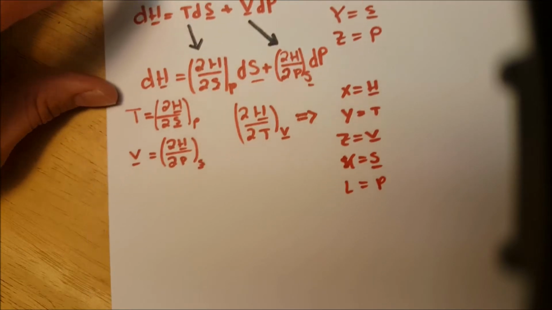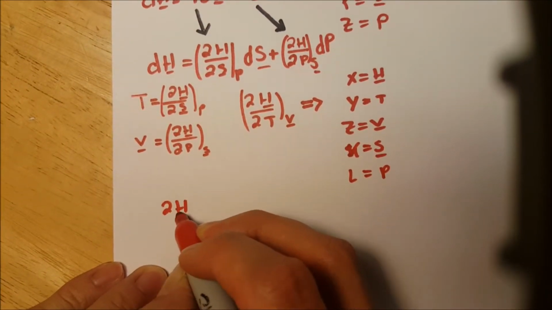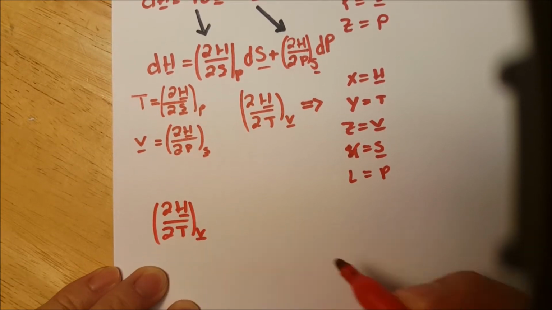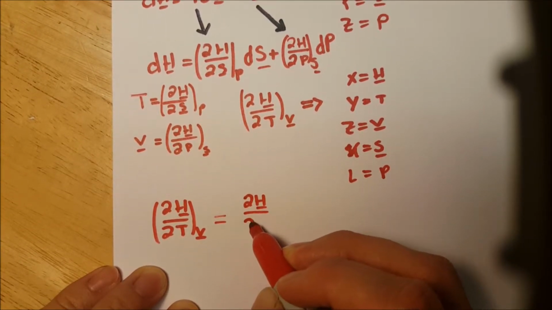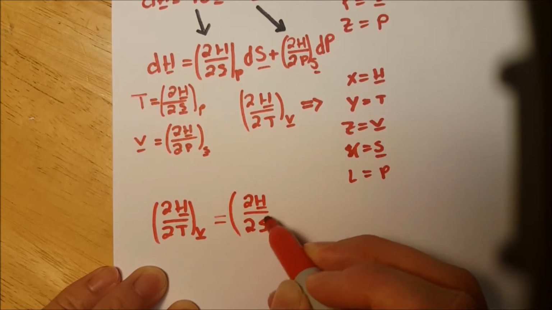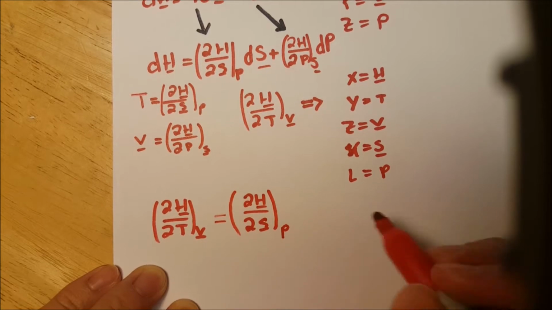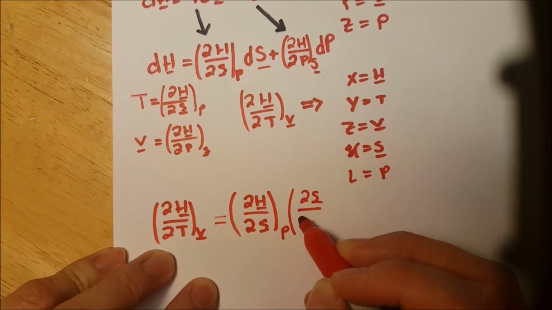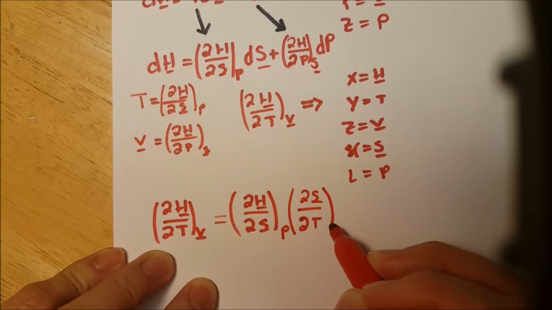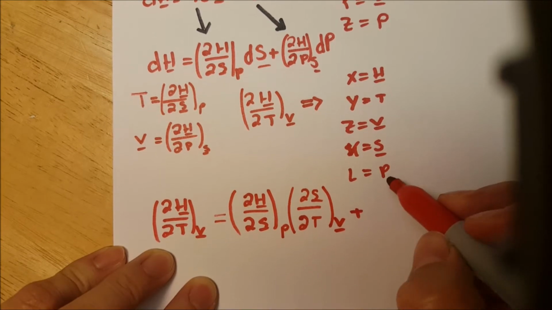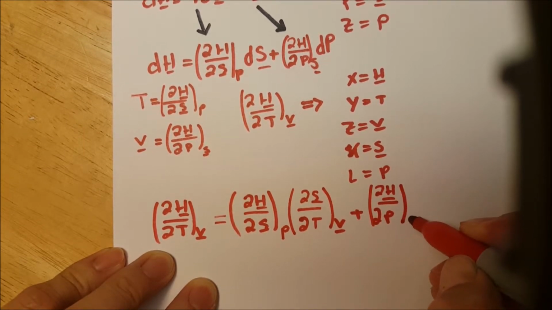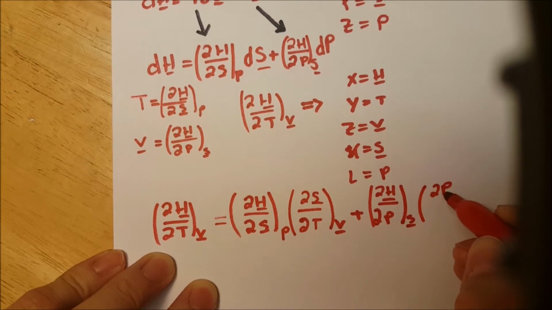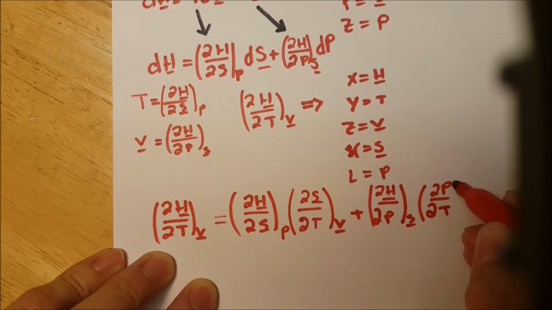So let's plug it all in. We have (∂H/∂T) with V constant, which is what we're solving for, is equal to (∂H/∂k), which is of course our S, with l constant, which is our P, times (∂S/∂T) with V constant, plus (∂H/∂l), which is P, with k constant, which is S, times (∂P/∂T) with z constant, so that's V.